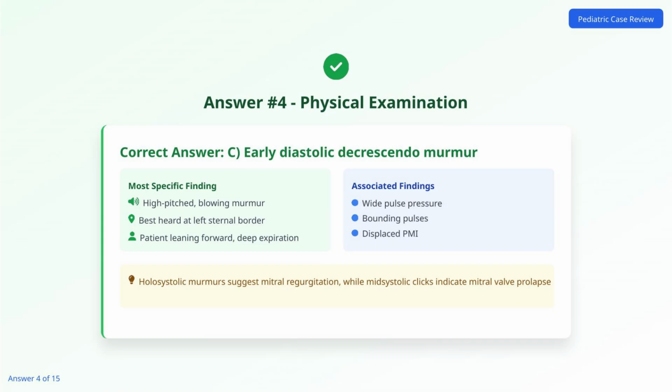This high-pitched, blowing murmur is best heard at the left sternal border with the patient leaning forward and in deep expiration. While wide pulse pressure and bounding pulses are common in aortic regurgitation, they are less specific. Holosystolic murmurs typically indicate mitral regurgitation, while mid-systolic clicks suggest mitral valve prolapse.